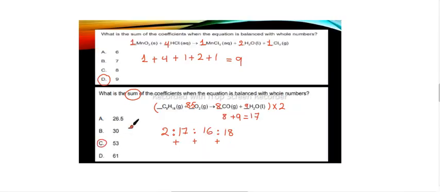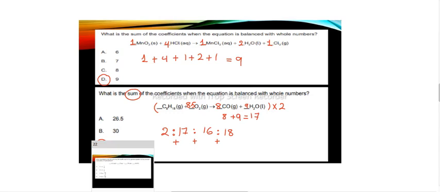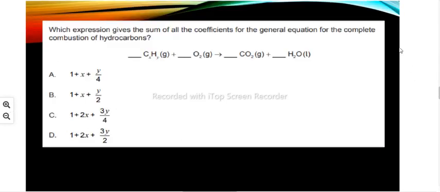Now I have the last idea as a multiple choice when you want to go through your past papers. Which expression gives the sum of all the coefficients for the general equation for the complete combustion of a hydrocarbon? Actually, this is a general equation for any complete combustion for a hydrocarbon. So no matter what hydrocarbon you have, you need a general equation that shows the summation of all coefficients after balancing, and you have it as a C answer.